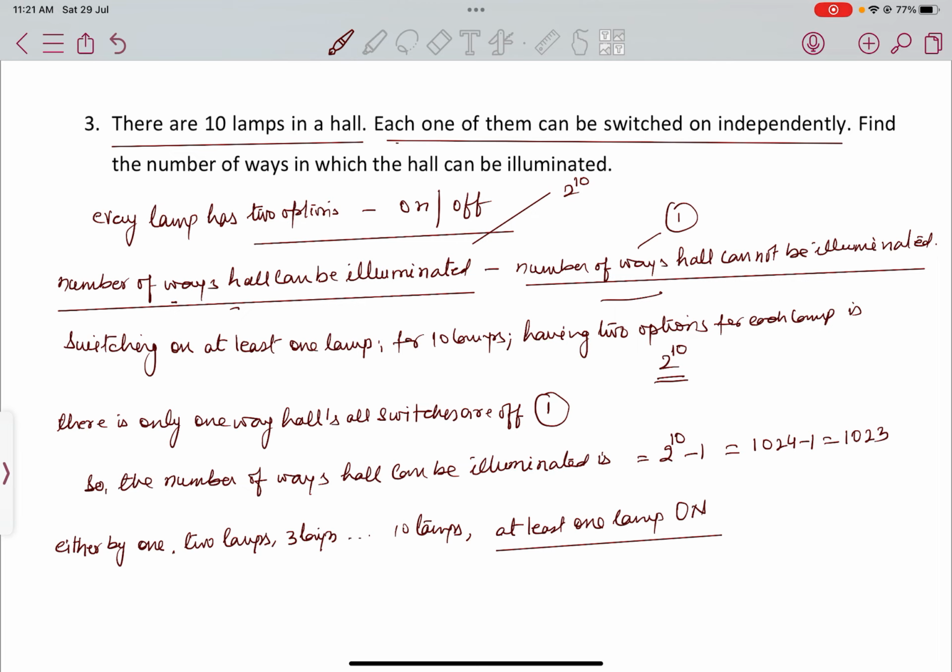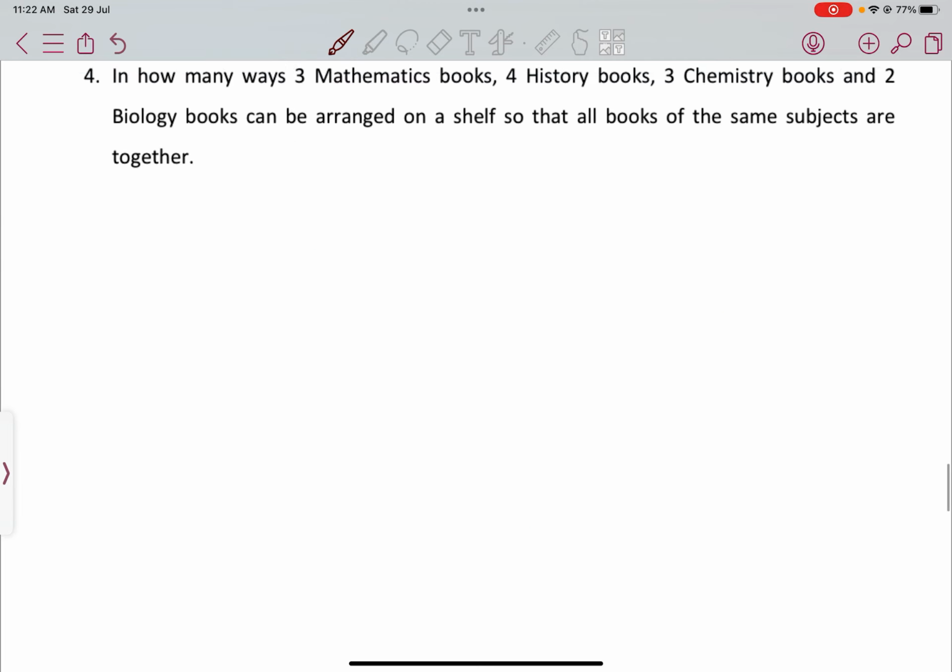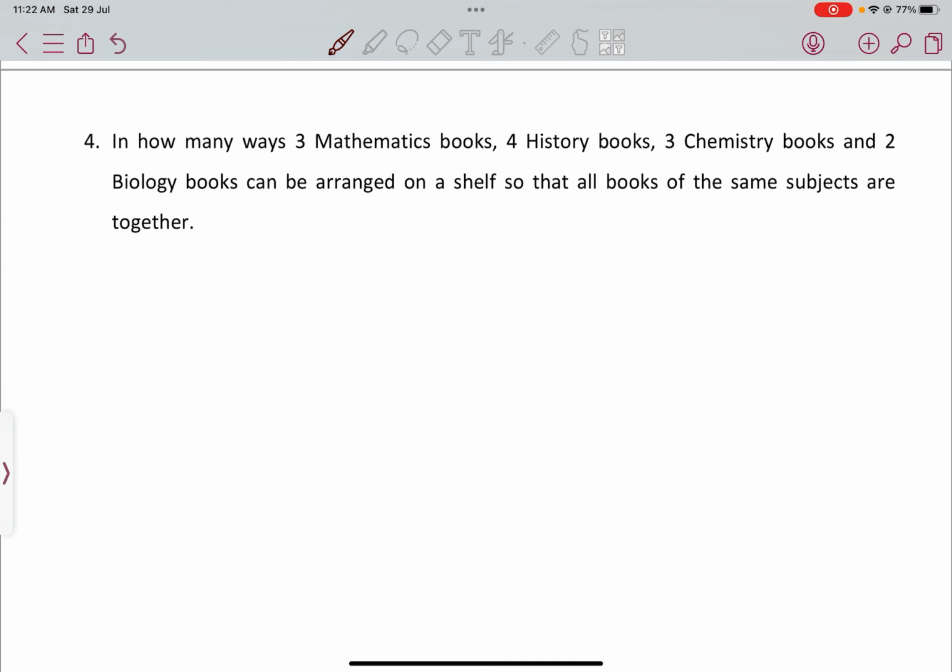Now come to question number 4. In how many ways can 3 mathematics books, 4 history books, 3 chemistry books, and 2 biology books be arranged on a shelf so that all books of the same subjects are together? So this way.